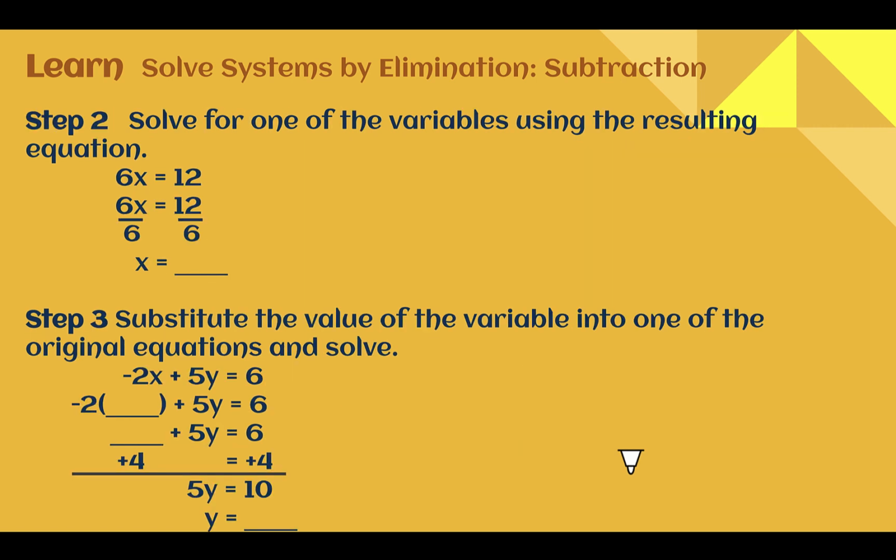From there, our steps are the same. So we're going to solve for one variable. We just had 6x equals 12. So x equals 2. Once I know what that value is, I'm going to substitute it back in. So plug in 2 for x and figure out what y is. So I would add 4 to both sides. I get 5y equals 10. So y must be equal to 2. So this solution would be 2, 2. Both x and y were 2.